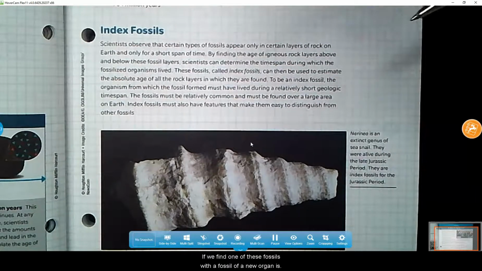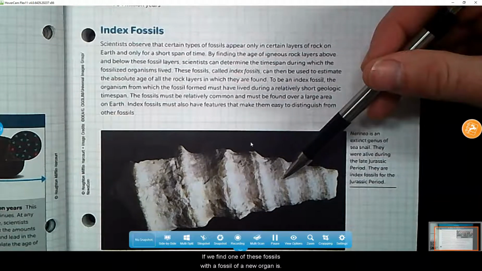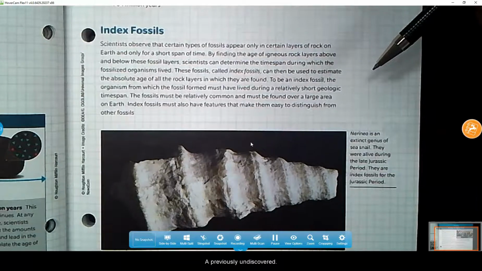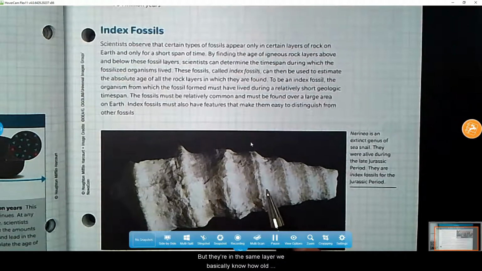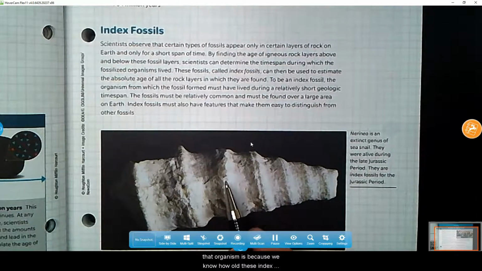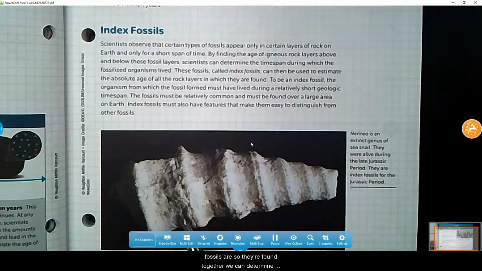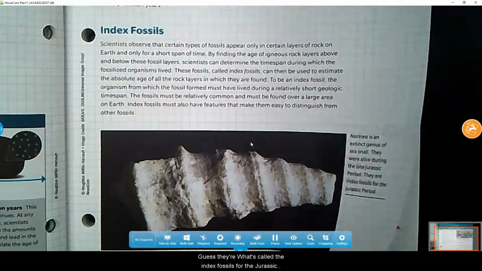And so if we find one of these fossils with a fossil of a new organism, so a previously undiscovered organism, but they're in the same layer, we basically know how old that organism is because we know how old these index fossils are. So if they're found together, we can determine how old a fossil is. Okay, so this is an example of one. This is an extinct sea snail. They were alive in the late Jurassic period. They're what's called the index fossils for the Jurassic period.